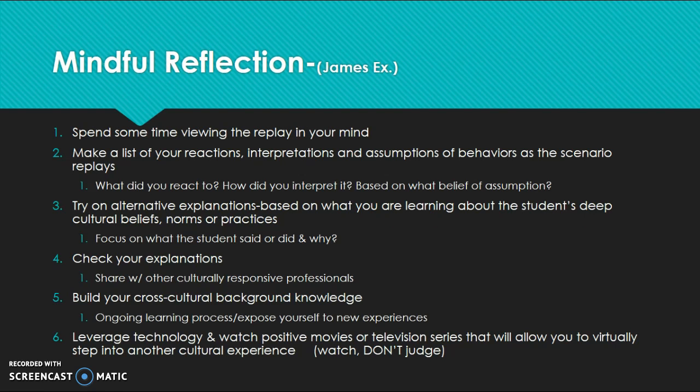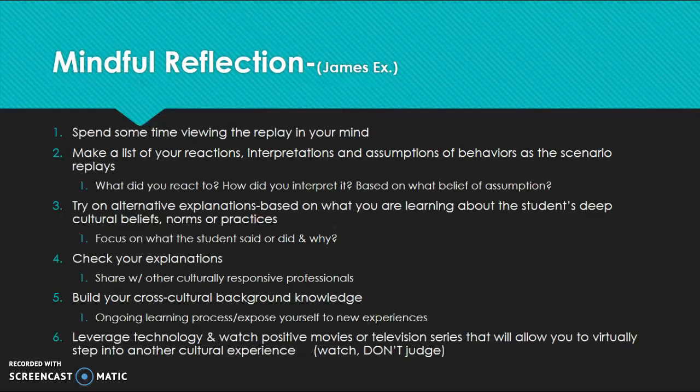Next, the book really focused on having a lot of mindful reflection, and they focused back on the James example that I read to you earlier. If Dr. Newman needs to read that again, it's on page 58. After thinking about the James situation, being a culturally responsible teacher, you need to spend some time viewing the replay in your mind. So taking time out of your day, maybe after class, reviewing what happened in that situation, trying to replay all the aspects in your mind.